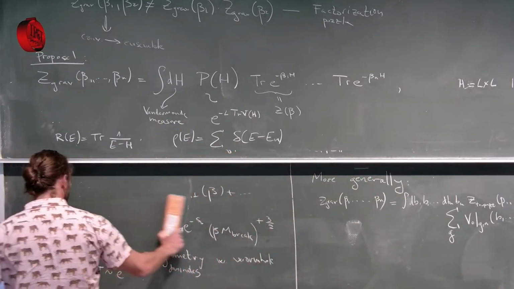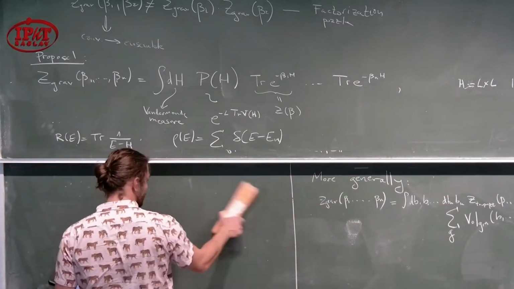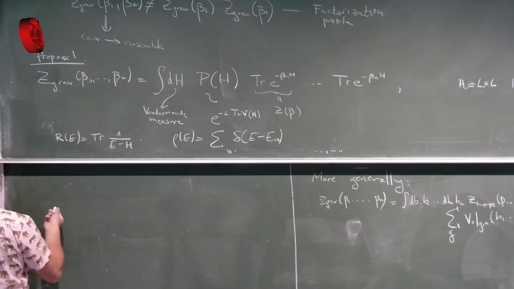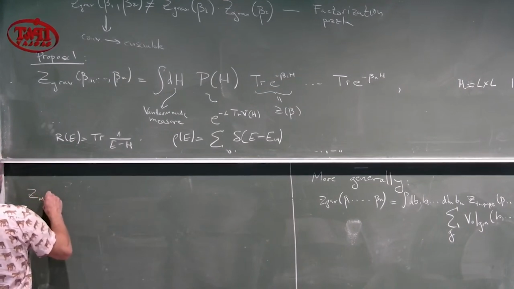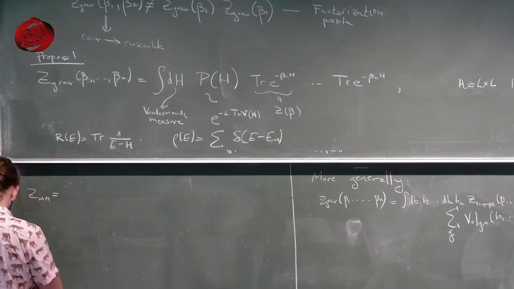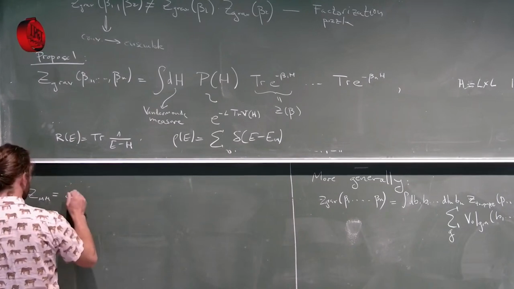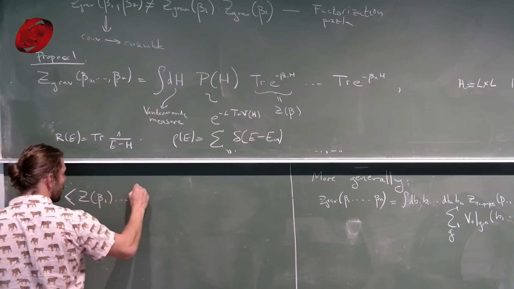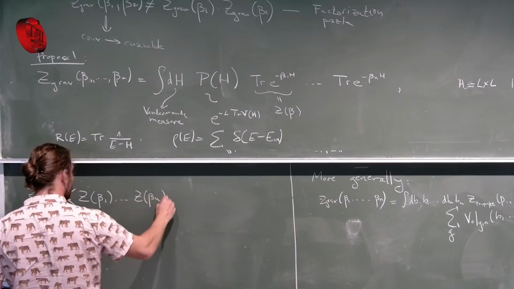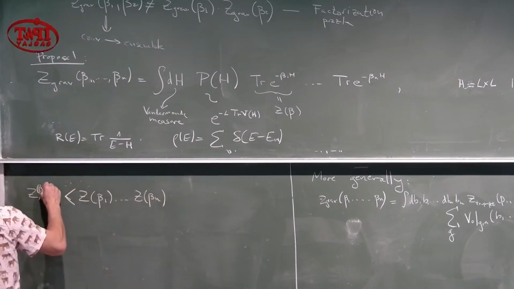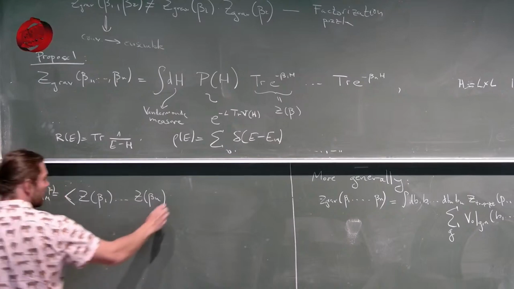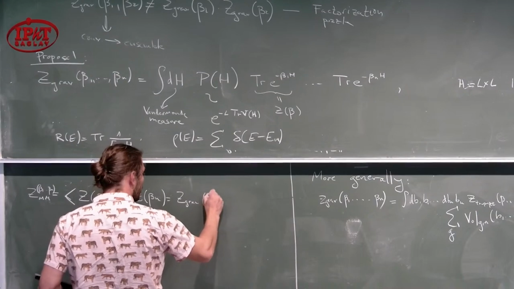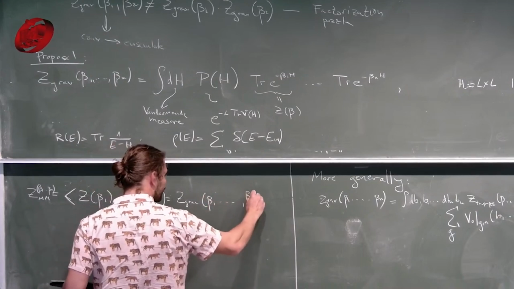So the proposal is that there is a specific limit of a matrix model for which Z in the matrix model agrees. So this is an ensemble average of insertions of Z of beta 1 to Z of beta n. Z in the matrix model, beta 1 through beta n, agrees with Z gravitational, beta 1 through beta n.